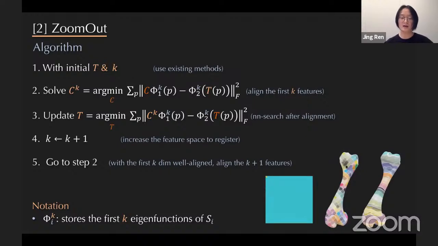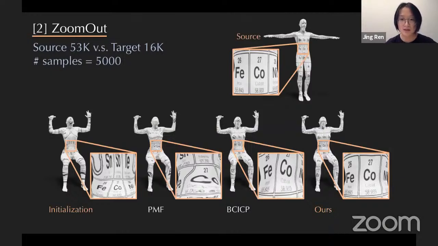And with the fact that the first few eigenfunctions have already been pre-aligned, we can avoid a lot of undesirable local minima. The complete algorithm is more efficient, and also more stable. In the video I show on the bottom, you can see that the functional map in the red rectangle gets larger and larger over the iterations. So we're trying to include more and more eigenfunctions to register. Yeah, super easy algorithm. So here's a qualitative example.